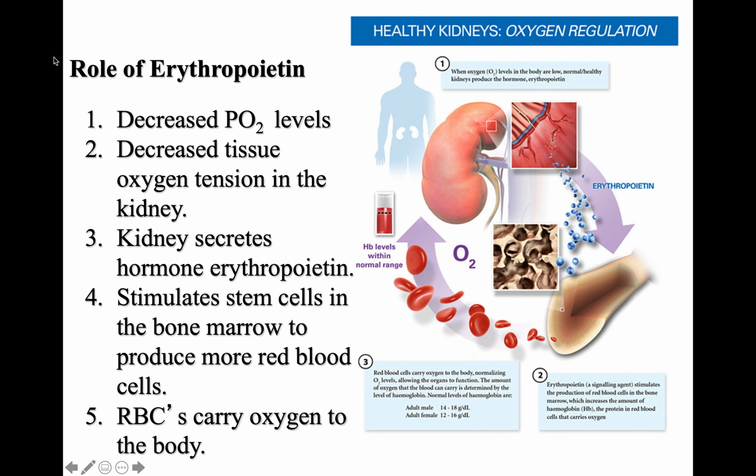Our role of erythropoietin, again, healthy kidneys equal oxygen regulation. When oxygen levels in the body are low, normal healthy kidneys will produce the hormone erythropoietin and send that signal to the bone marrow to produce more. So here it is in a nutshell. Decreased pressure of oxygen levels in the blood decreases tissue oxygen tension in the kidney. Kidney will secrete this hormone, erythropoietin, which stimulates stem cells in the bone marrow to produce more red cells, and red blood cells carry oxygen to the body.